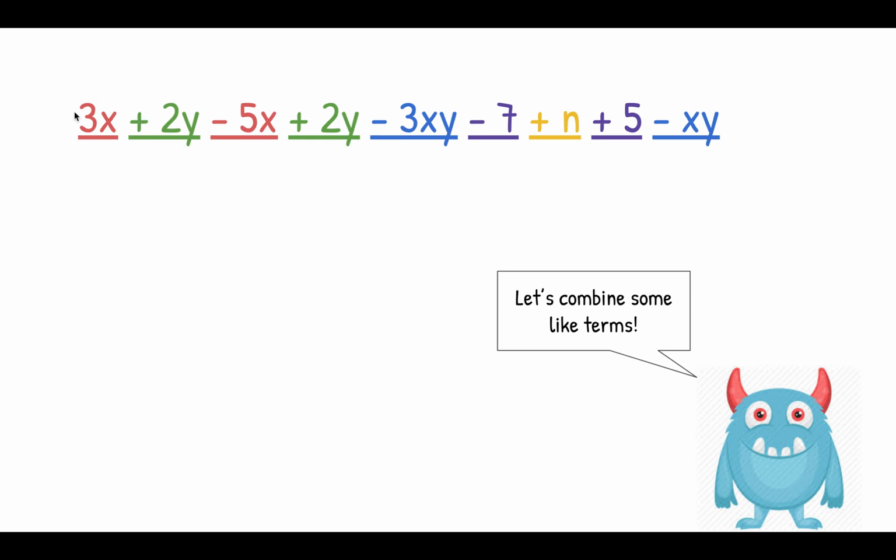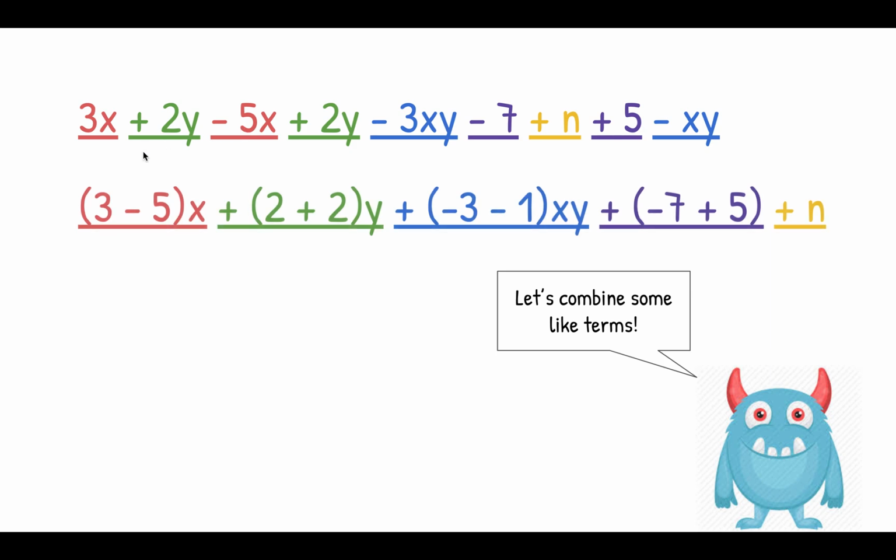Here, 3 is a coefficient and negative 5 is a coefficient. When you combine like terms, you have to combine the 3 and negative 5. So on the next line, you're going to see it's going to be 3 minus 5, because remember, this is not 5, this is negative 5x. So it's going to be 3 minus 5, and then you add the x at the end. For the 2y and the 2y, since those are like terms, it's going to be 2 plus 2y. Here it's going to be negative 3xy minus xy, so that's going to be negative 3 minus 1.